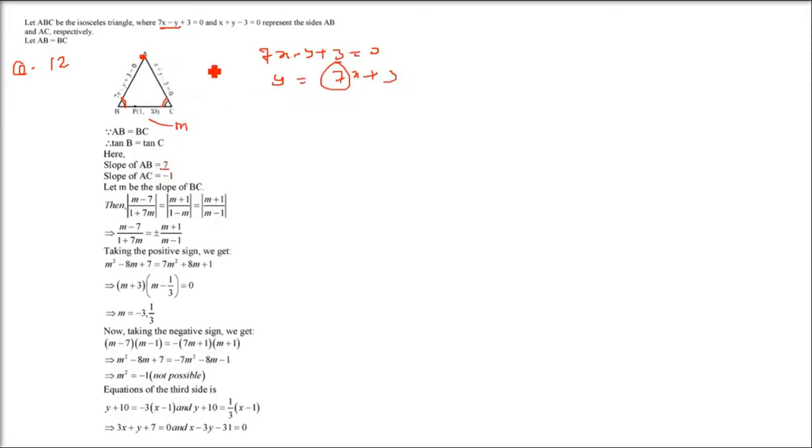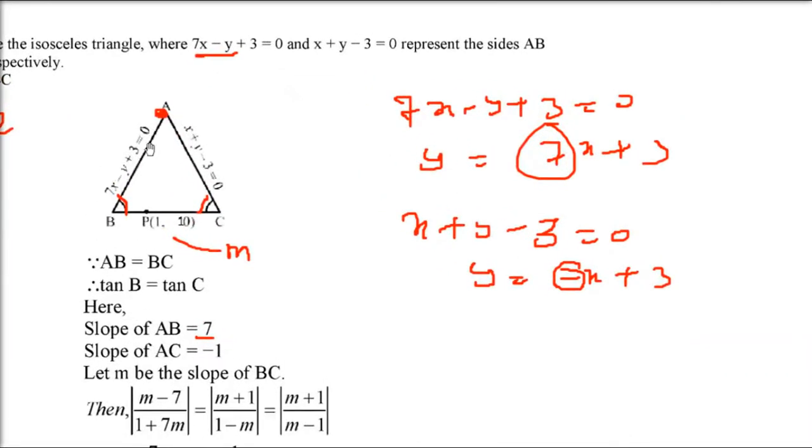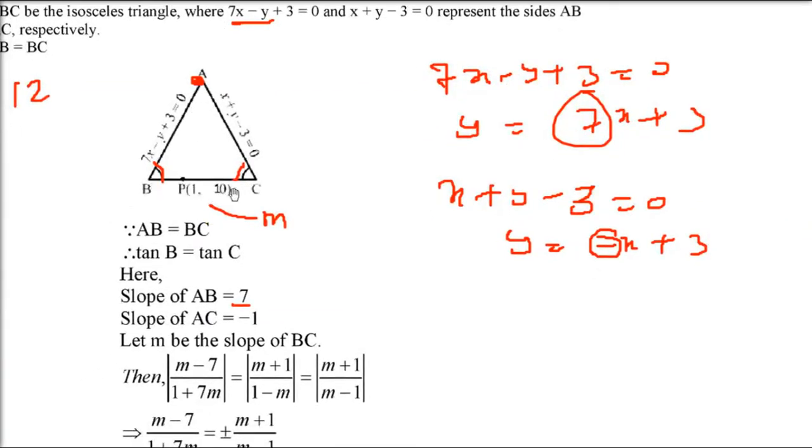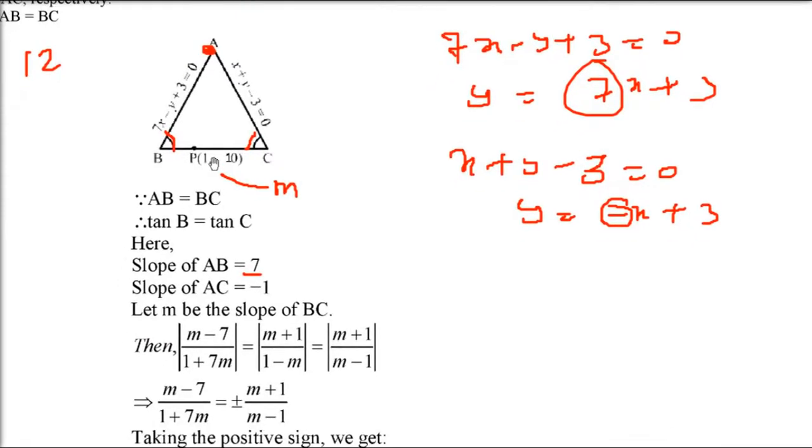So what is the slope of AB? This is 7. What is the slope of AC? The slope is minus x plus c, so minus 1 is the slope here. So we have the slope of AB and AC. These two slopes, as I said, the slope of AB and AC are equal but negative, and we know we have to take the modulus.